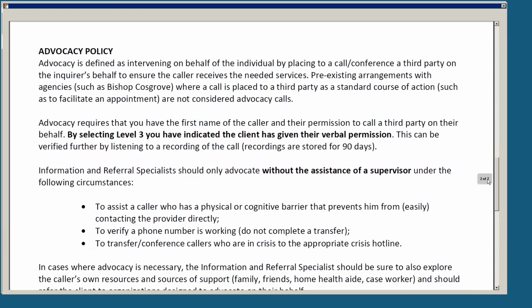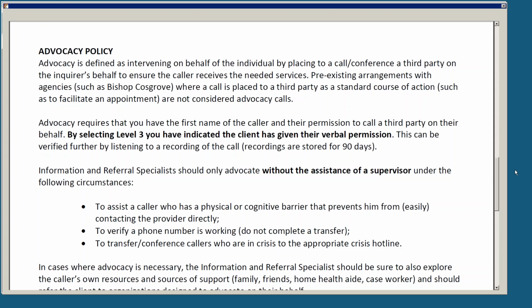Now we're going to review our advocacy policy. Advocacy is defined as intervening on behalf of the individual by placing a call or conference to a third party on the inquirer's behalf to ensure that the caller receives the needed services. Pre-existing arrangements with agencies, such as the Bishop Cosgrove Food Pantry, where a call is placed to a third party as a standard course of action, such as to facilitate an appointment, are not considered advocacy calls.